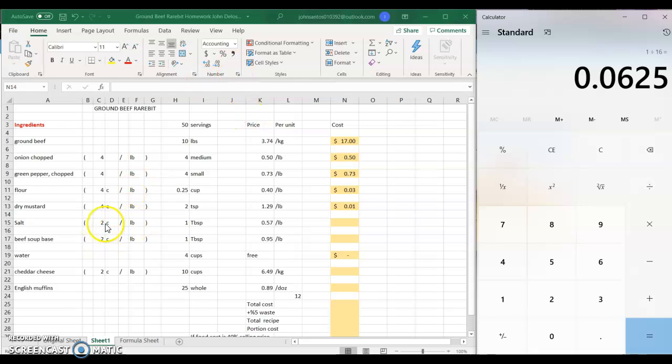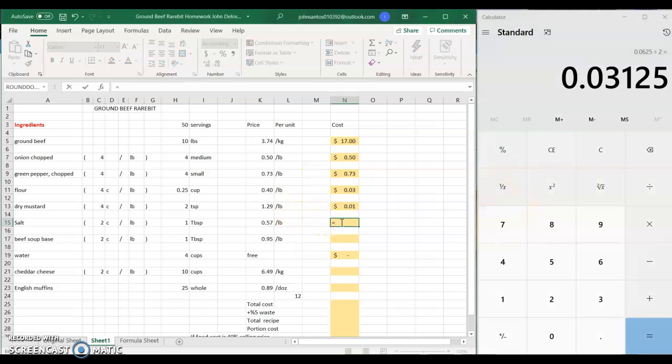So again, we're going to use this conversion. So divide it by 2 to get the amount in pounds. So again, we're going to make it simple. Make your formula, open parenthesis. I'm just going to use, again, 2 decimal places, 0.03, close parenthesis, multiplied by the price per pound. And that will give us 0.02.